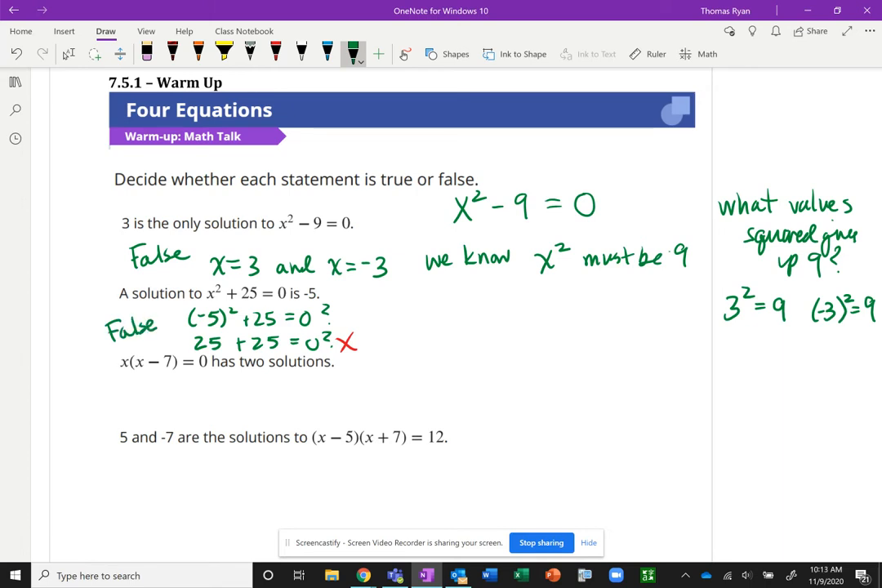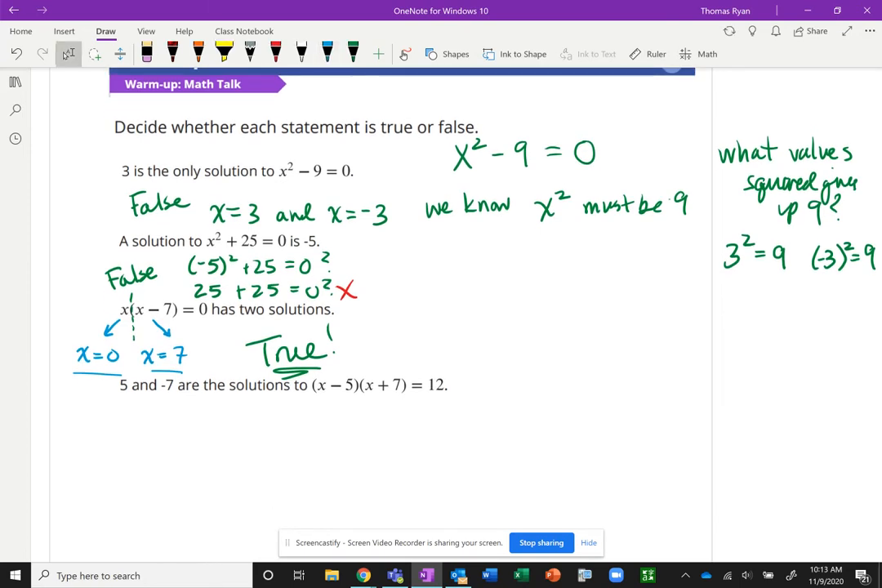Third one says x times (x minus 7) equals 0 has two solutions. Absolutely it does. We have two different values here. In one case, the x piece is 0, which means we'll just make it 0. And in the other case, the x minus 7 piece is 0. Well, what x value would make the x minus 7 piece 0? 7 minus 7 would make it 0. So, of course, we have our two solutions.